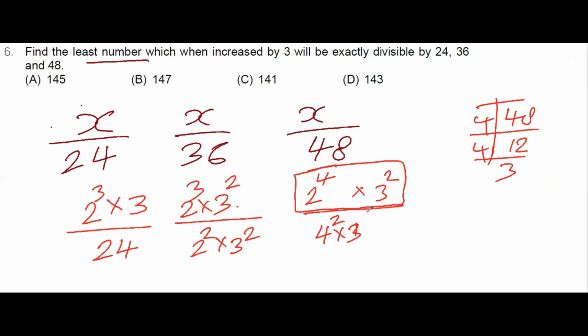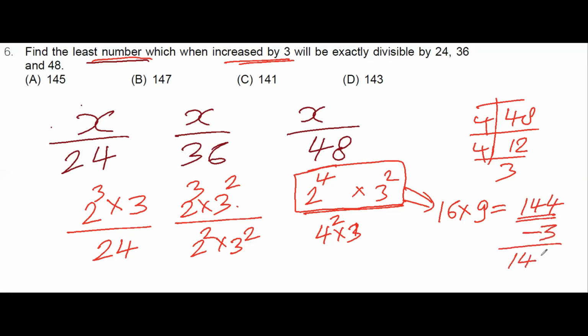But is this the number I am looking for? No, I am looking for a least number which when increased by 3 is divisible. So first I will find this number. It will be 16 into 9, which comes out to 144. But the number which when increased by 3 gives this means I have to decrease this by 3. So my number will be 141. So answer is C. Clear?